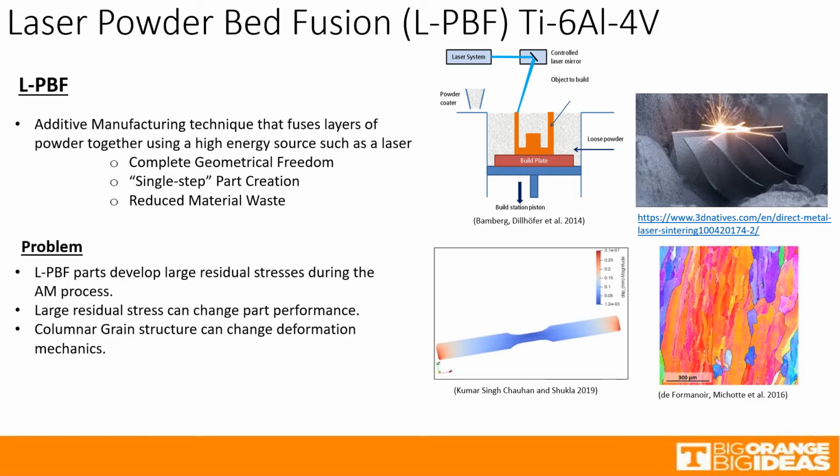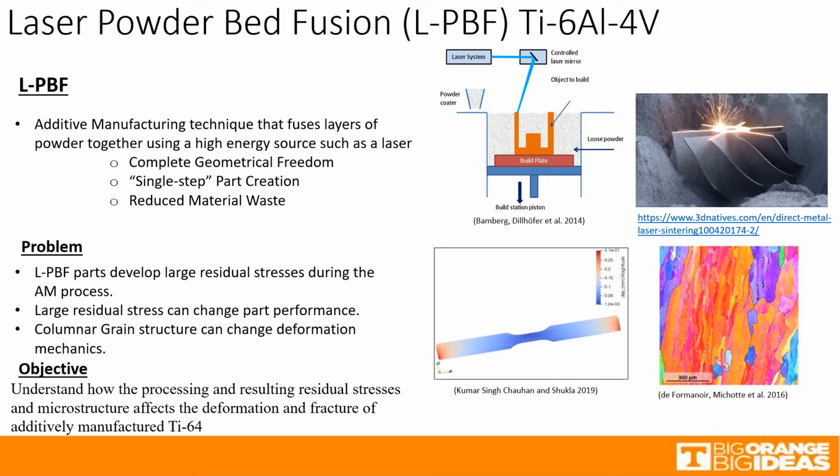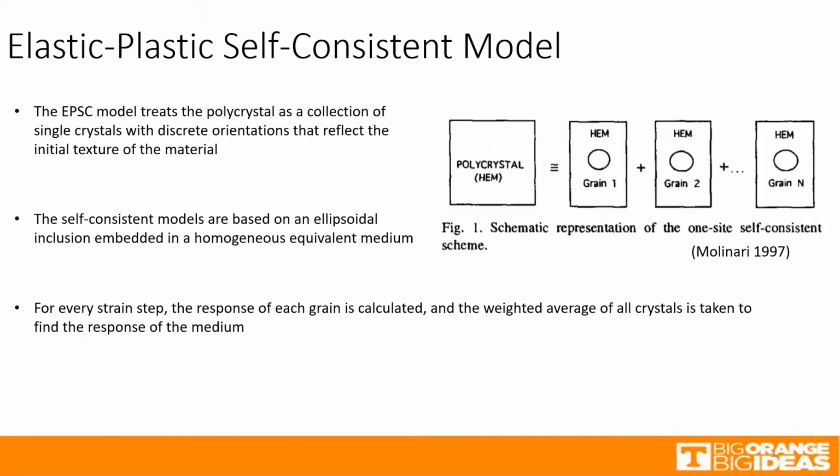However, there are many problems with using laser powder bed fusion. Parts manufactured this way develop large residual stresses and a characteristic columnar microstructure during processing that can change the part performance compared to traditionally prepared material. The objective of this project is to understand how the processing and resulting residual stresses and microstructure affect the deformation and fracture of additively manufactured Ti-64.